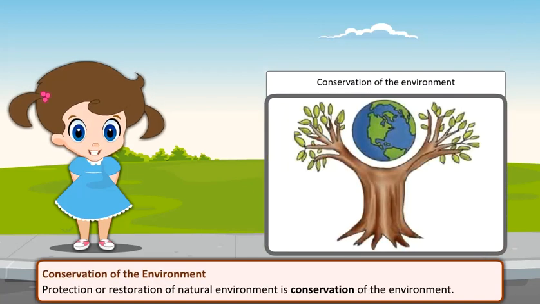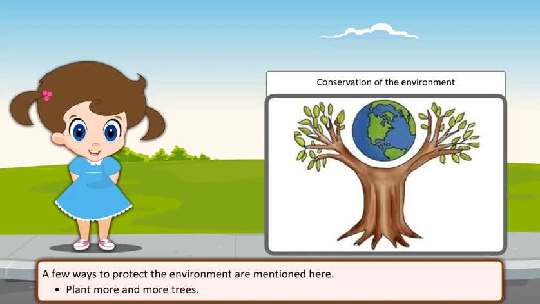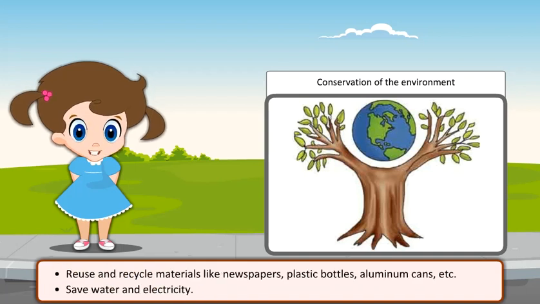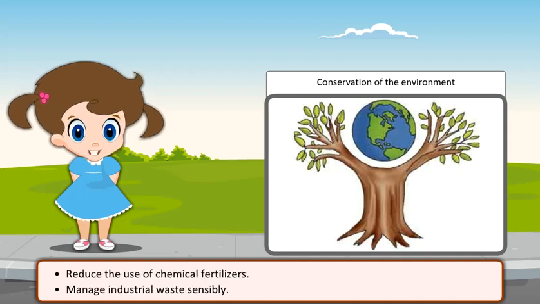Conservation of the environment. Protection or restoration of natural environment is conservation of the environment. A few ways to protect the environment are mentioned here. Plant more and more trees. Reuse and recycle materials like newspapers, plastic bottles, aluminium cans, etc. Save water and electricity. Reduce the use of chemical fertilizers. Manage industrial waste sensibly.